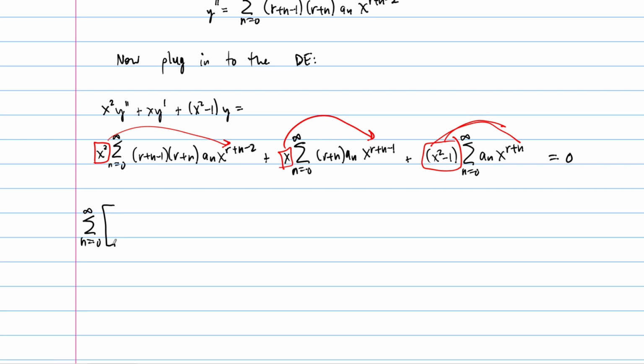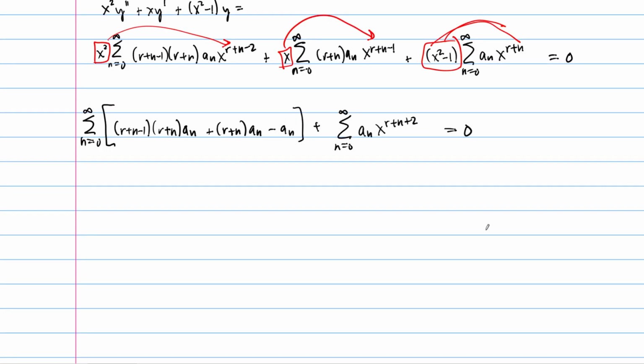So I'm going to combine the first, second, and fourth, right? And write this as follows: r plus n minus 1 times r plus n a sub n, plus r plus n a sub n, minus a sub n, plus now what's going to be left here is the sum, n goes from 0 to infinity, of a sub n x to the r plus n plus 2 equals 0. All right, I forgot something very important. I got all the coefficients here, but I wrote it this way because I was trying to factor out x to the power r plus n, right? Okay, so now it's right. So now it looks good.